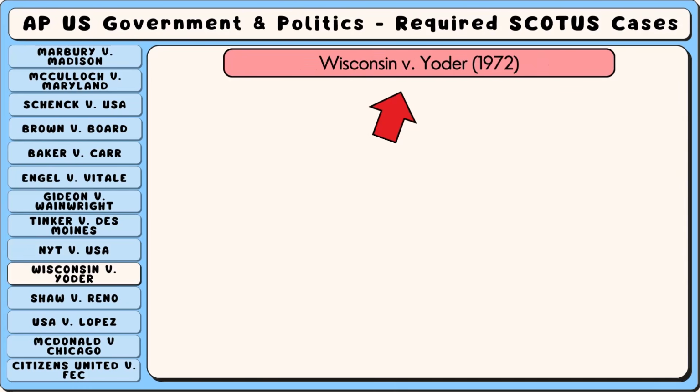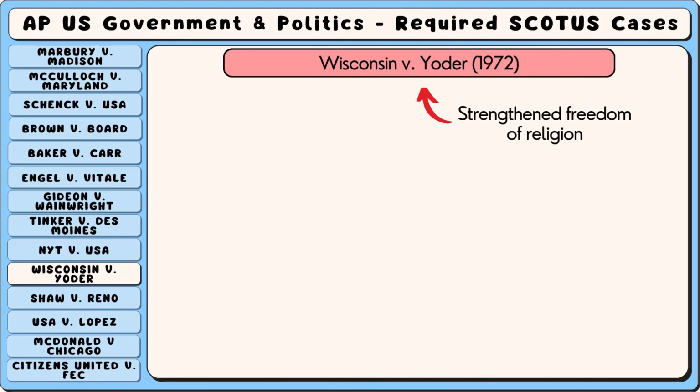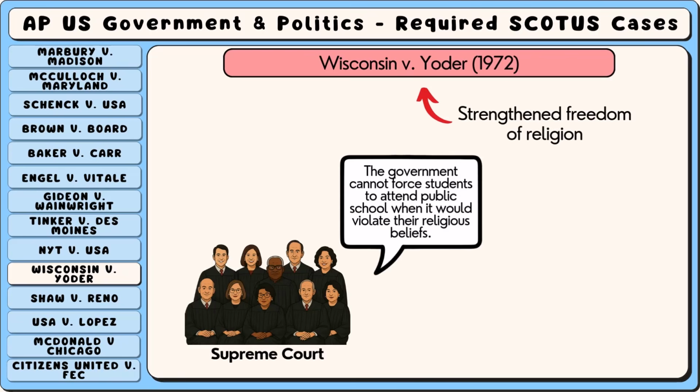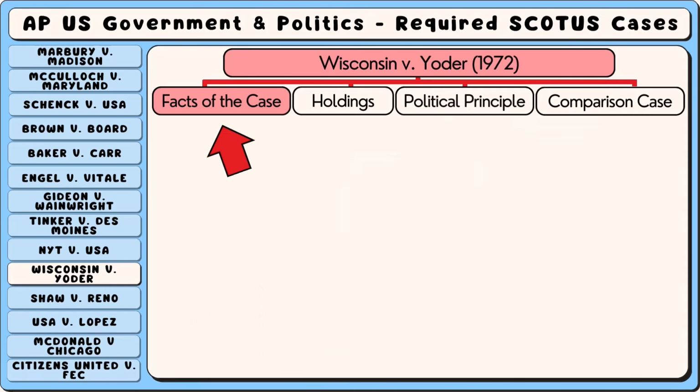Our next required Supreme Court case is Wisconsin versus Yoder. This case is significant because it strengthened freedom of religion by ruling that the government cannot force students to attend public school when doing so would seriously violate their family's religious beliefs. Let's look at the facts in the case.